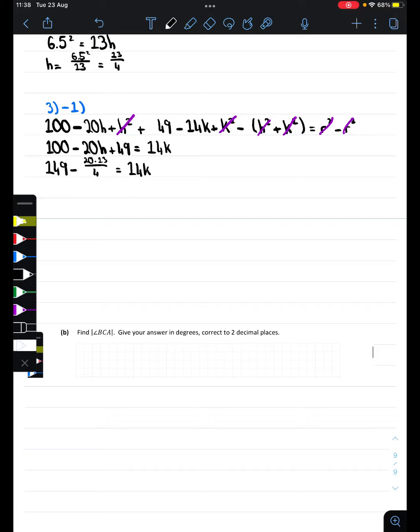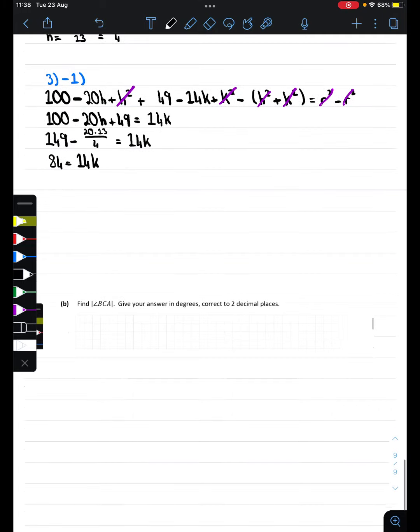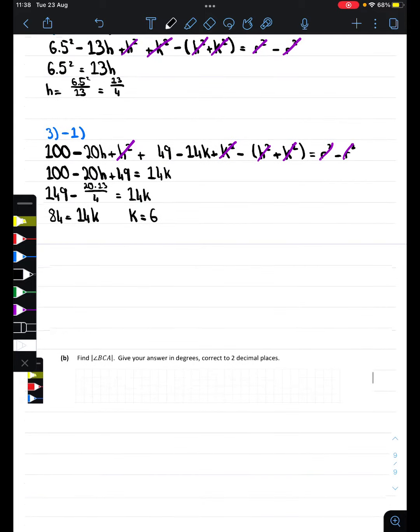So this is 149 minus 65, which is 84, equals 14k. And so if we divide by 14, we get k equals 6. So now we have k.